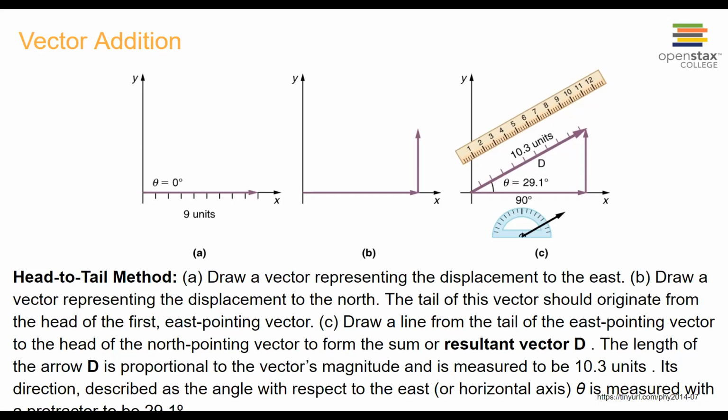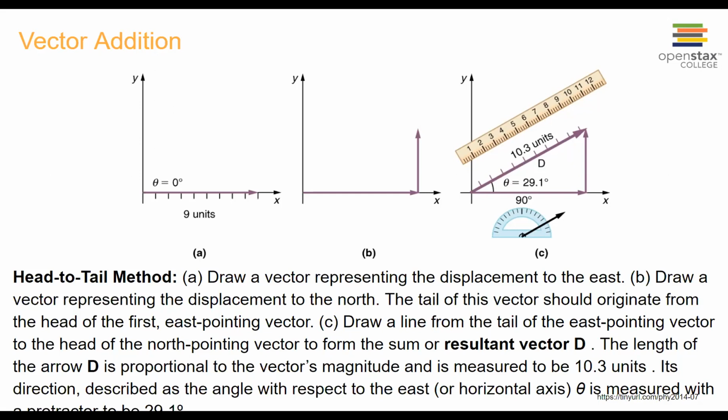When you move the second vector parallelly over, you place the tail of the second vector at the head of the first vector. Then your resultant vector starts from the tail of the first vector, pointing towards the head of the second vector. So from the tail of the first vector pointing to the head of the second vector.